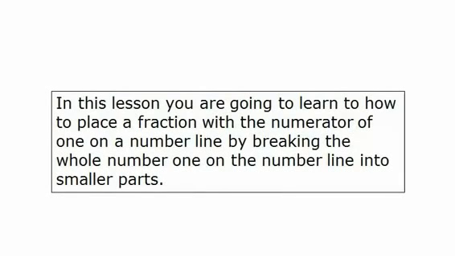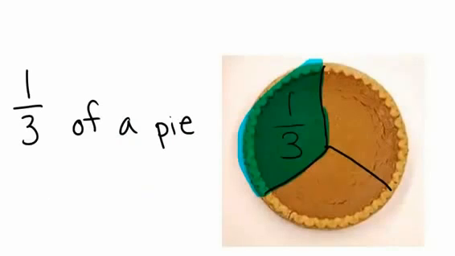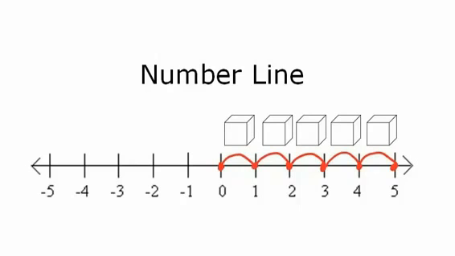Mathematicians, in this lesson, you are going to learn how to place a fraction with a numerator of 1 on a number line by breaking the whole number 1 on the number line into smaller parts. You know that when we talk about fractions, we are talking about equal parts of a whole. That means we are talking about one whole number being broken down into smaller equal parts. For example, if I get 1/3 of a pie, I am getting one piece out of a total of 3 equal pieces. That means that I am to locate or find a fraction spot on the number line also.